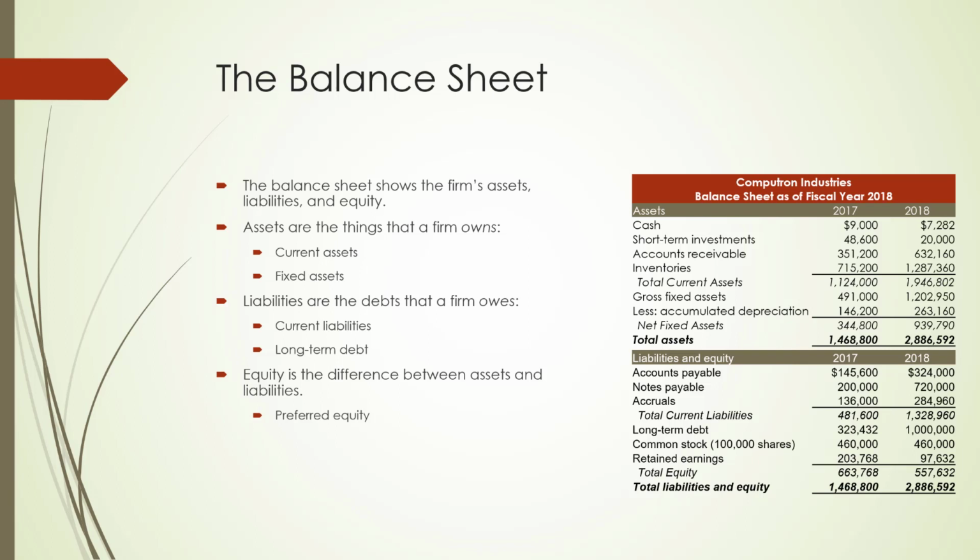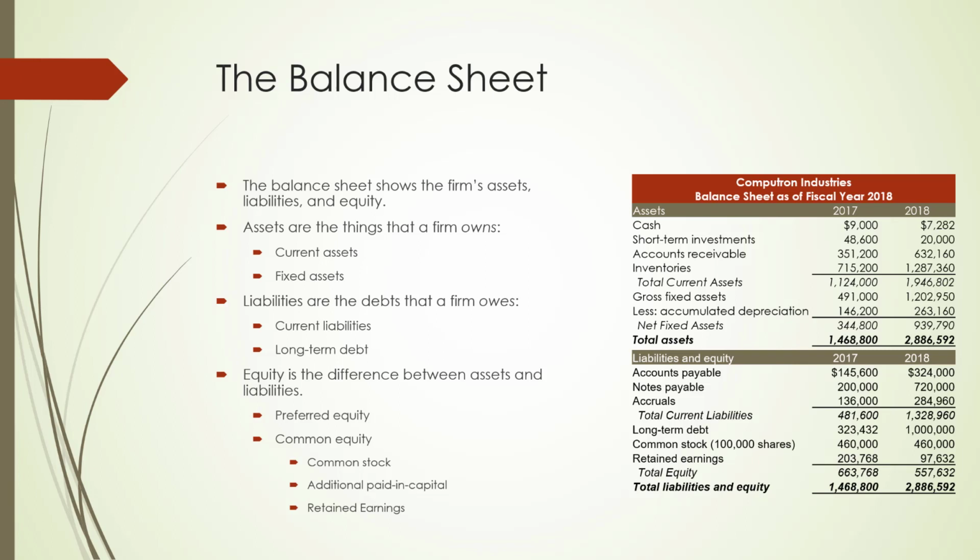And in fact, for Computron here, we don't have any preferred stock, but it's important that you be aware that it exists. Preferred stock is primarily used by financial firms, brokerage firms, insurance companies, banks. Non-financial firms tend not to use preferred stock as a method of financing. And then we have common equity, and common equity is typically broken down into three categories. So we have common stock, which is simply the par value of the stock times the number of shares outstanding.